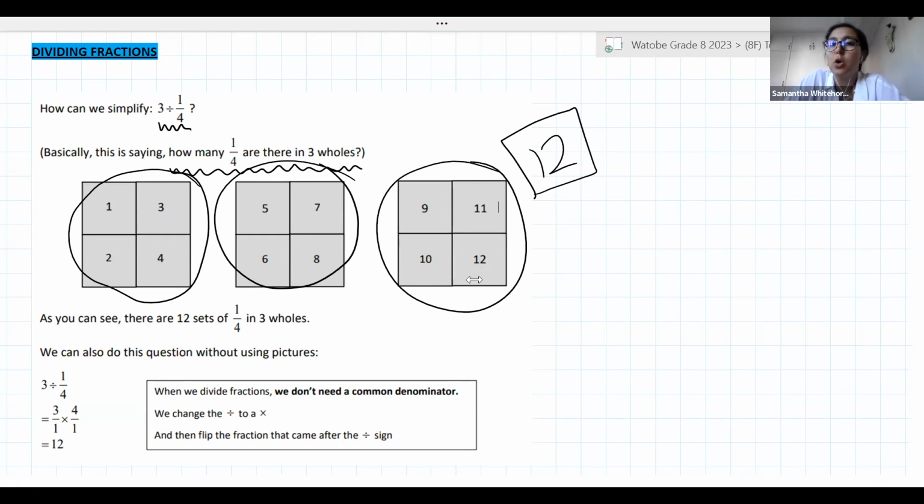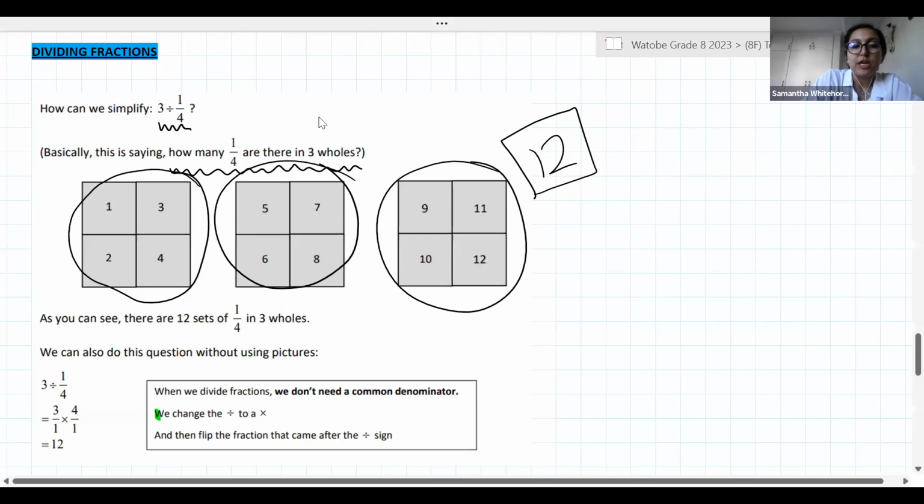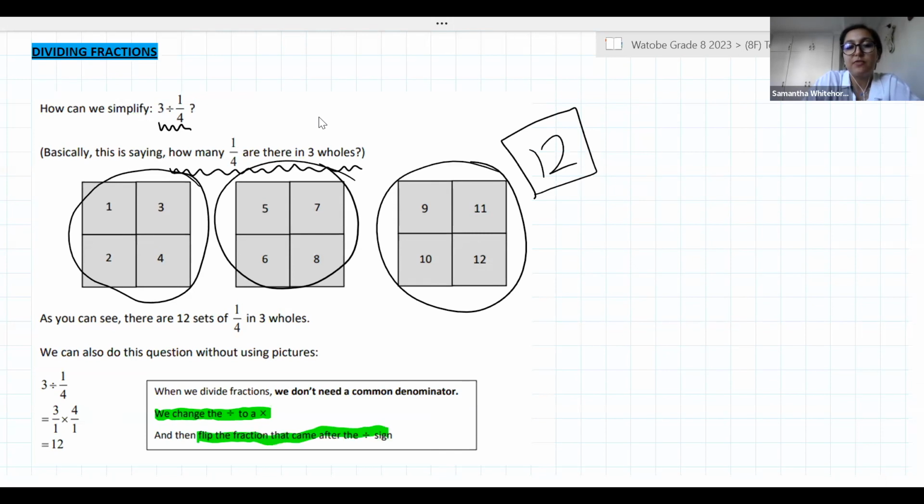Now, once again, we don't want to have to draw pictures and we don't want to have to do all this complicated, diagrammatic stuff. We just want a way to be able to do this so that we get the right answer. And so what we need to take note of is what I've got in the block here. What we do is we change the division to a multiplication and we flip the second fraction. So we flip the fraction that came after the division sign.